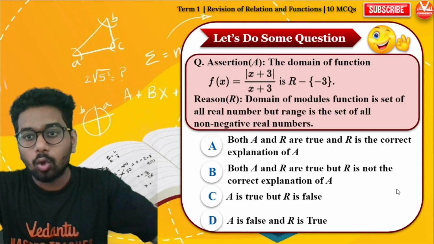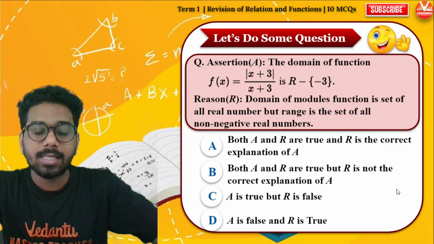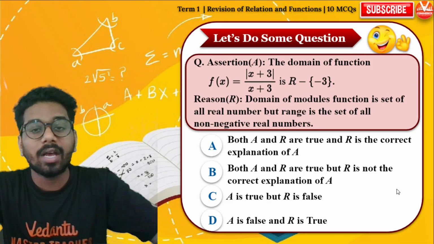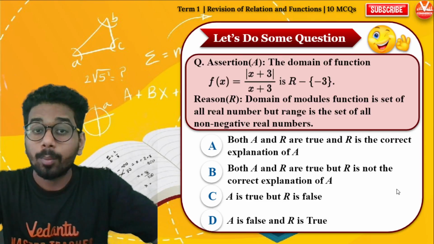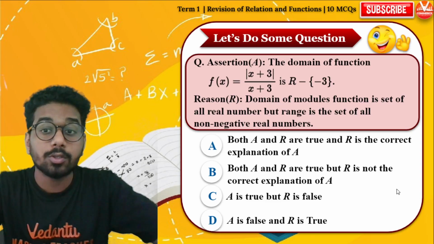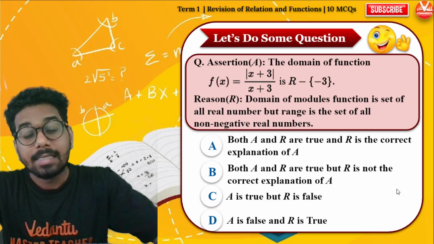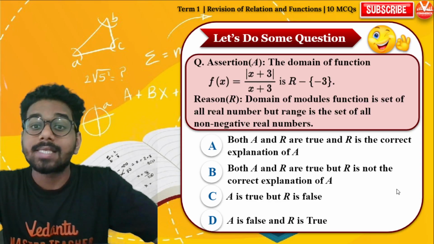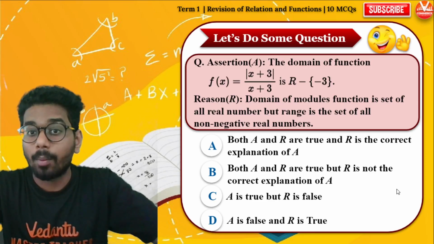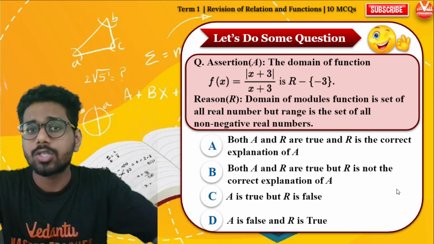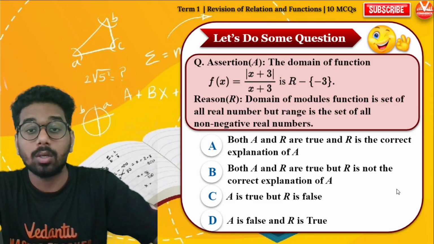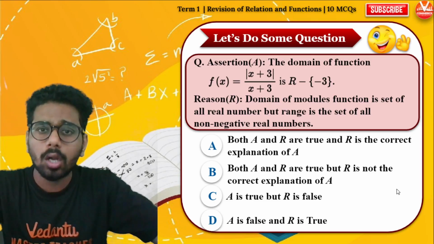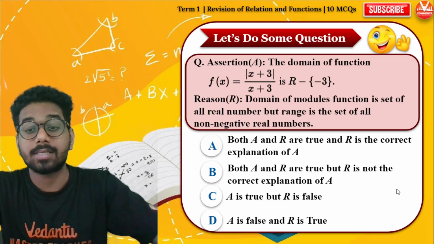Next question. The domain of the function. Now you can see the domain of the function means what values of x you can put. It's a polynomial. In a polynomial the domain is all real values. But since the denominator is having a polynomial which can be 0 at x equals minus 3, we will eliminate this particular number x equals minus 3. So all real values except minus 3.